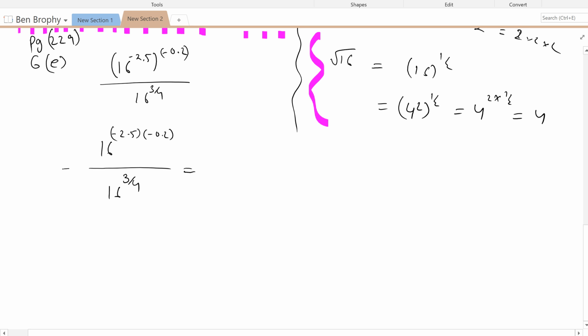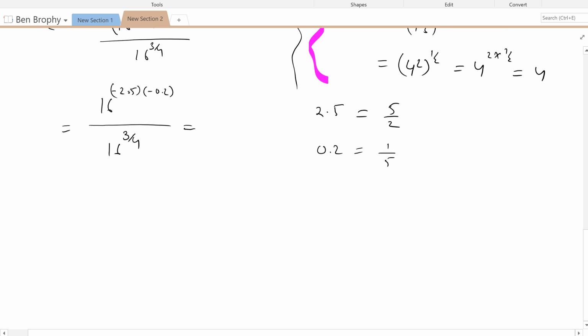Now, there are two ways of doing it. You can convert them into fractions. We know that 2.5, like $2.50, is basically half of 5, so 5/2. And 20 cents, 0.20, is 1/5 of a dollar. So it's like multiplying those together. We multiply negative 5/2 with 1/5.